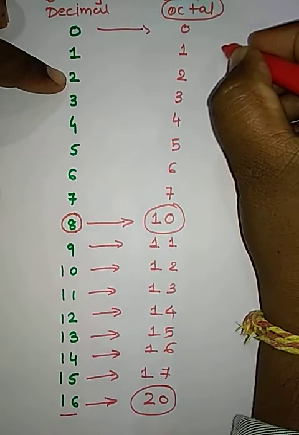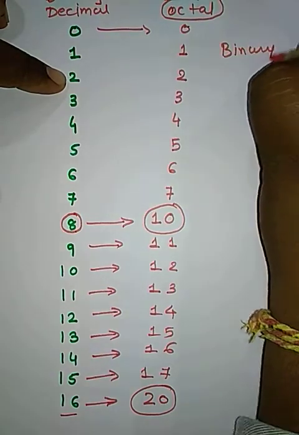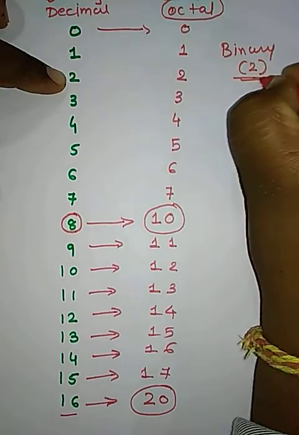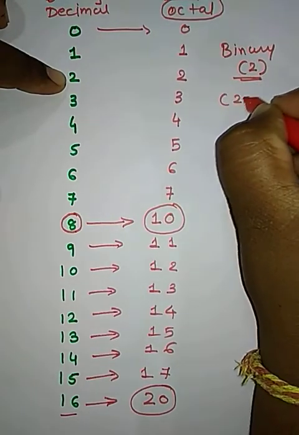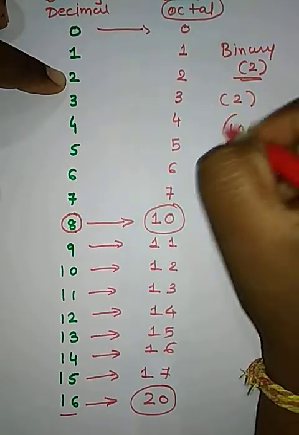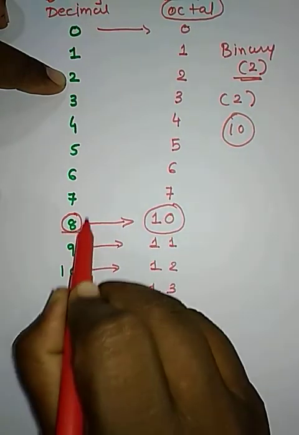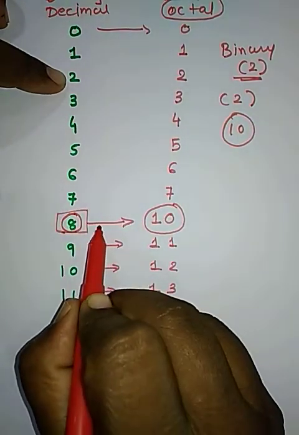Just as in binary, binary has base 2. So what is the binary of 2? It's 10. Same here, the octal has base 8. So what is the octal of 8?